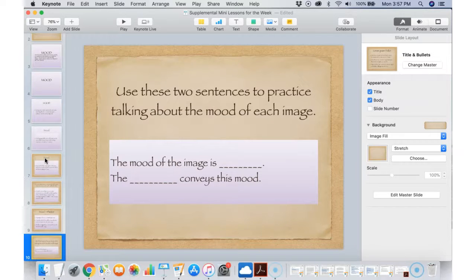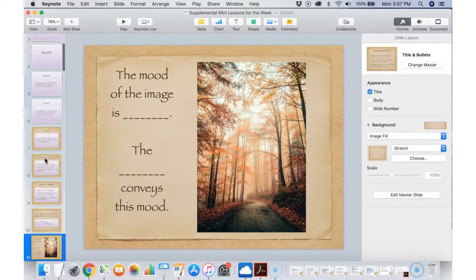Okay, here we go. We're going to use a couple of sentences to practice talking about the mood of each image. We can say this: the mood of the image is blank. Maybe the mood of the image is creepy. The mood of the image is exciting. The mood of the image is inspiring. And then you're going to give some details that convey that mood. Convey means to show. What about the image shows that mood? What proves it? What conveys it? The mood of the image is, and the blank conveys this mood.